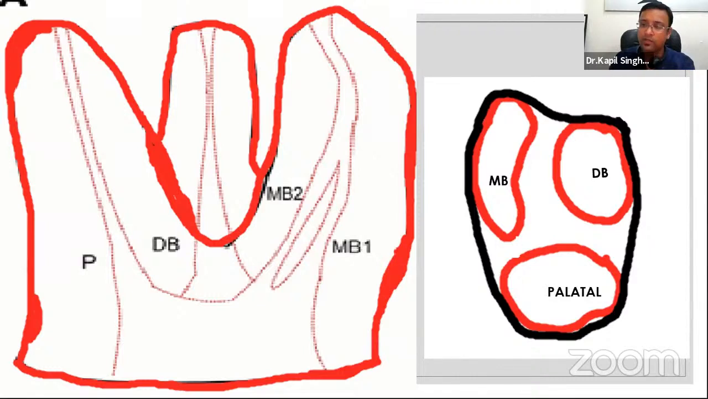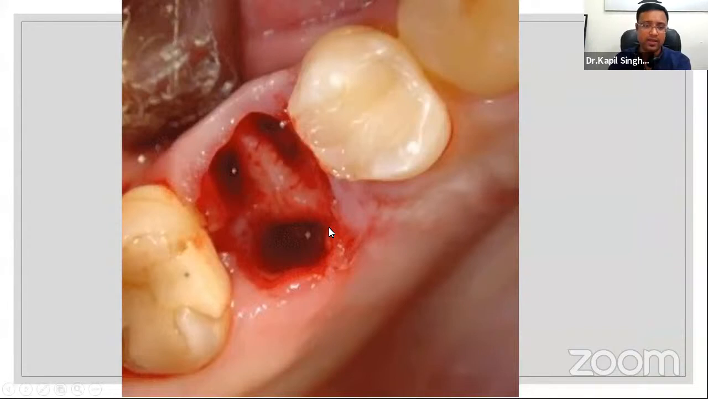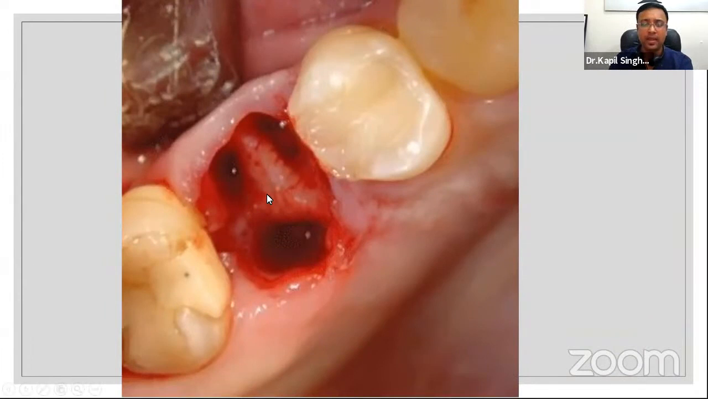But a point of disadvantage is that there is a sinus above that you have to keep in mind, and also the bone density is thin. So if I see this, the palatal bone, the mesiobuccal and the distobuccal roots, these are the sockets, and the interdental bone is quite thick. This is a clinical picture. I would always want my implant to be in the interdental bone. I don't want to place my implant in the mesiobuccal, distobuccal, or the palatal socket. Whatever is the case, I will not place my implant in any of the sockets.